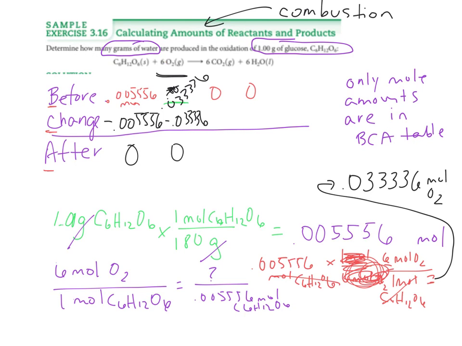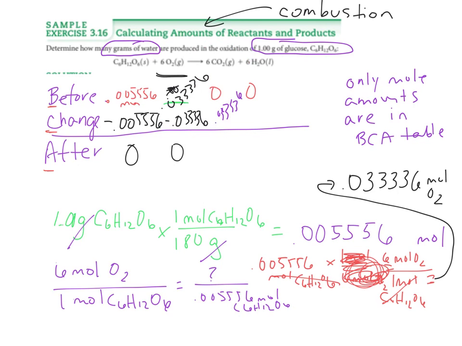Now we need to consider what is our change for our products. Let's look at our problem and look at our ratios. For every 6 moles of oxygen that we use up, we make 6 moles of carbon dioxide. So the moles of carbon dioxide that we make will be equal in number to the moles of oxygen that we used. Well, we're using up 0.03336 moles of oxygen, which means we will create 0.03336 moles of carbon dioxide.